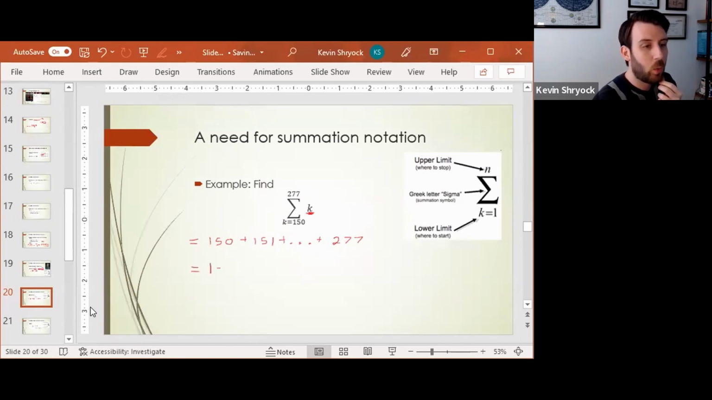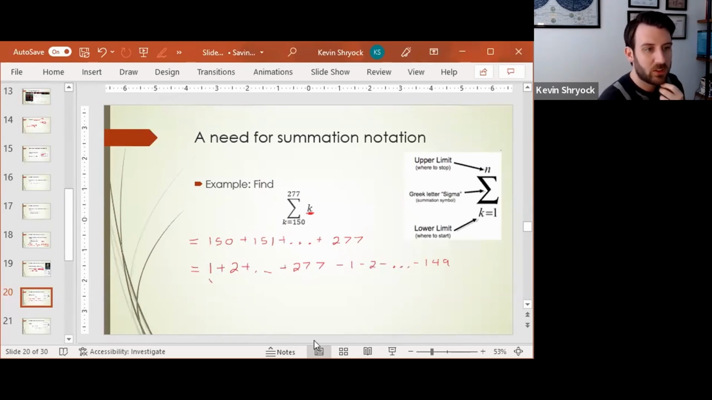Instead, let's make it 1 plus 2 plus 3 plus 4 plus 5 plus 6 plus 7 plus 8 all the way up to 277. Oh, but then that's not the same thing, because I've counted extra numbers. I've got 1 and 2 and 3 in there that I didn't used to have. So let's make a little note off to the side that I will also need to eventually take away the 1, the 2, the 3, all the way up through what? 149, right? I'll need to take those all away.